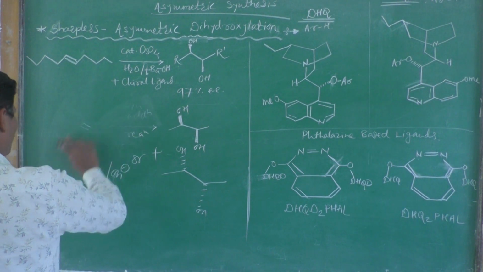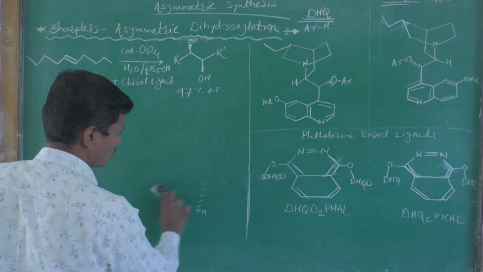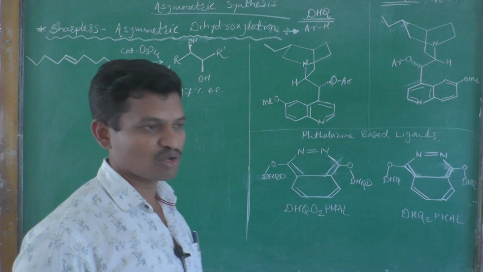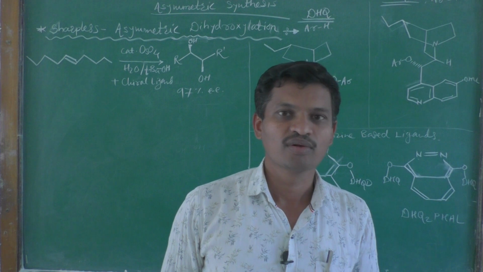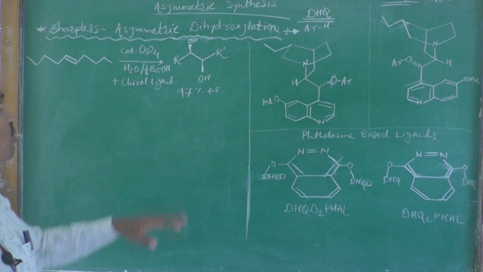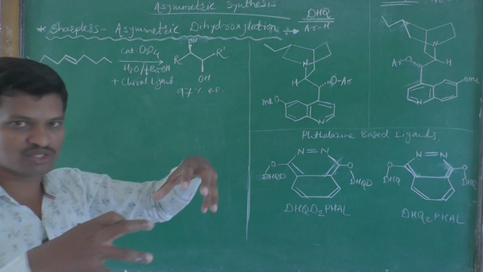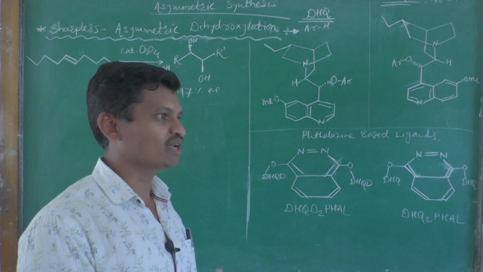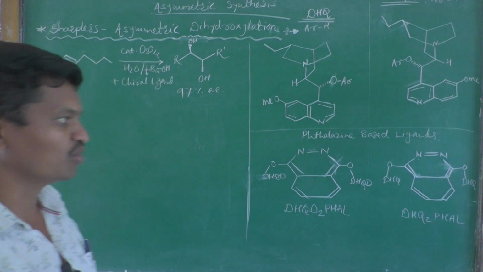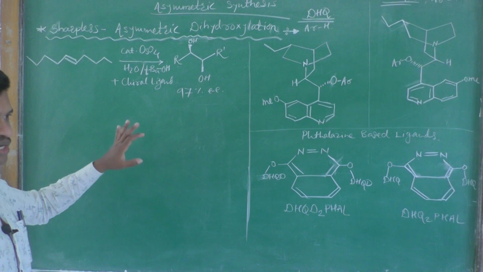But if we want an enantiomerically pure or enantiomerically enriched syn diol product with controlled stereochemistry, then we should think about asymmetric dihydroxylation. Di means two, hydroxylation, so two hydroxyl groups are introduced across the carbon-carbon double bond. So this is the well-known reaction using osmium tetroxide.